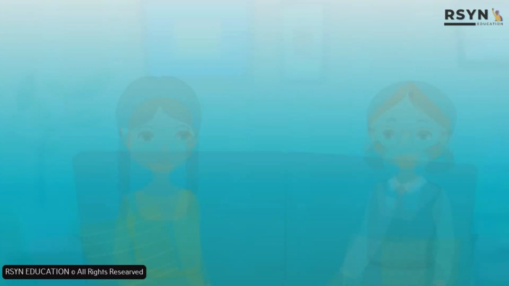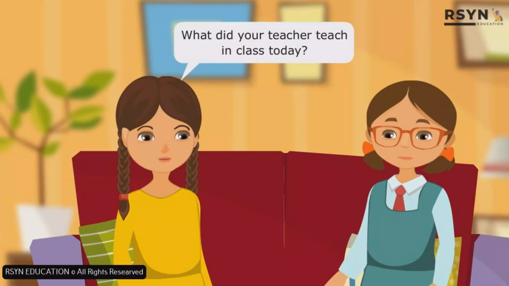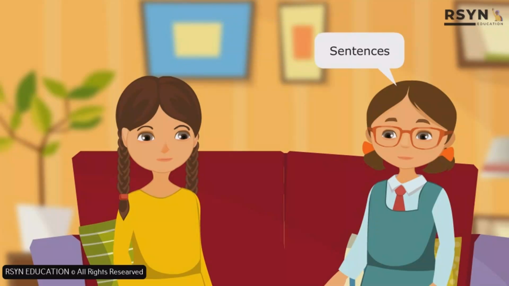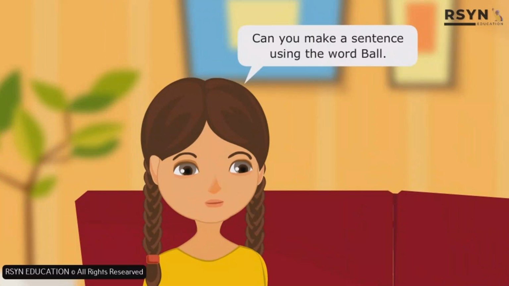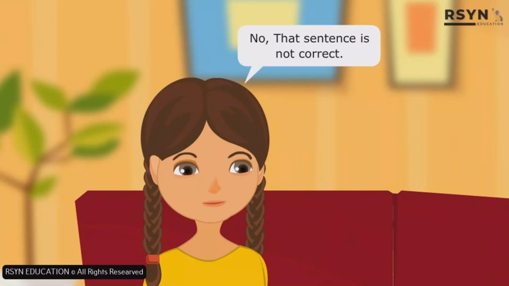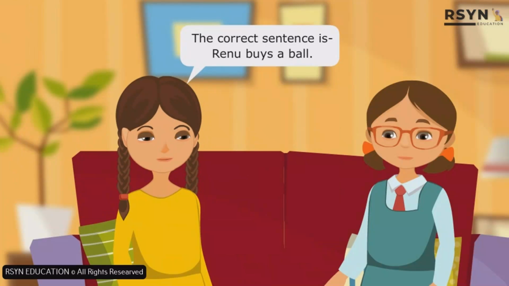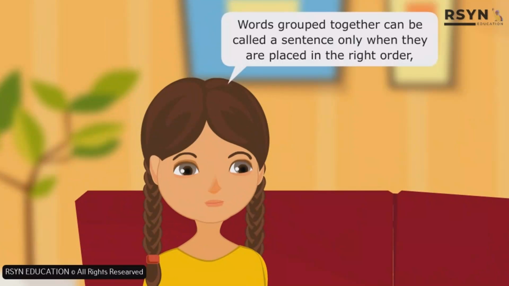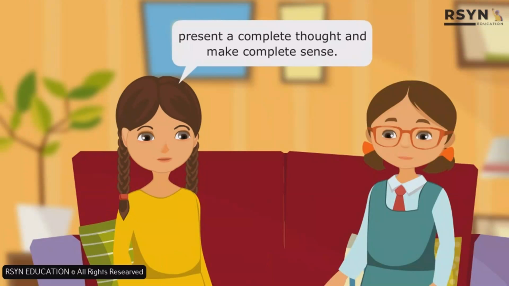Sentence. What did your teacher teach in class today? Sentences. Can you make a sentence using the word ball? Buy a ball, Renu. No, that sentence is not correct. The correct sentence is Renu buys a ball. Why? Words grouped together can be called a sentence only when they are placed in the right order, present a complete thought and make complete sense.